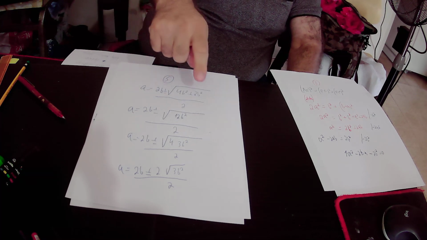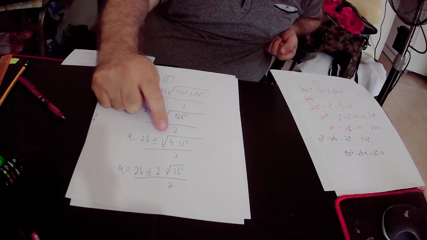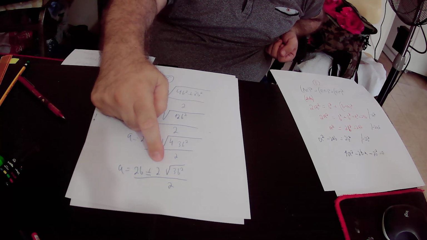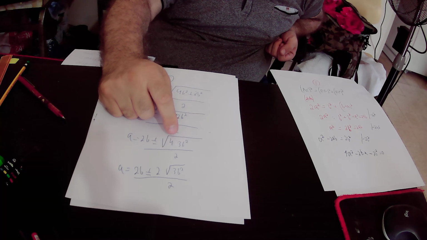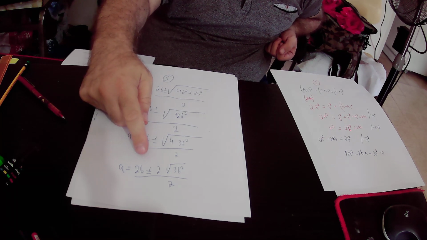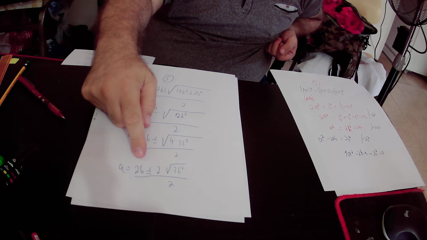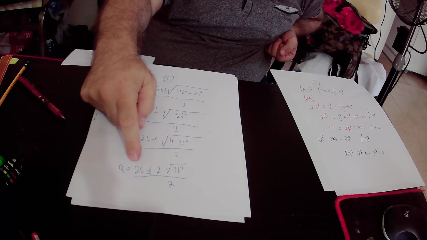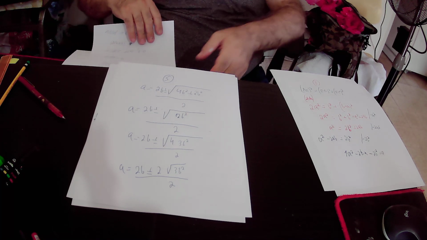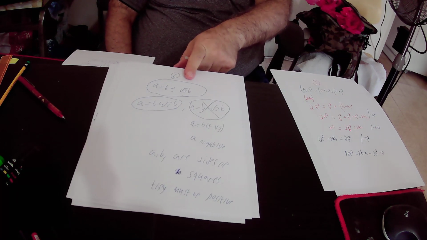And 12 equals 4 times 3. We can take out of the root the root of 4, which is 2, so instead of root of 4 we write 2. Inside the root, what is left is only 3b squared. So a equals 2b plus minus 2 times root 3b squared, over 2. We can cancel 2 because we have 2 in the numerator and 2 in the denominator, and we get that a equals b plus minus root 3b.